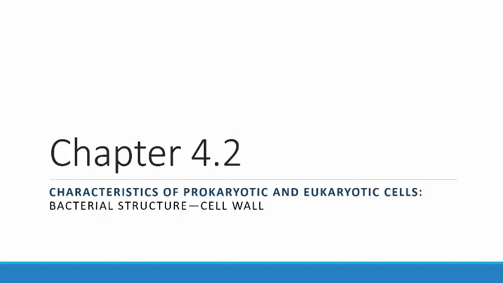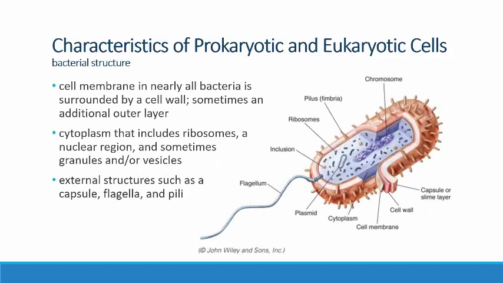So in this lecture, we're going to take a look at specific parts of the bacterial cell, and we're going to start by looking at the cell wall. In nearly all bacteria, there is a cell wall that surrounds the cell membrane. And sometimes there's even an additional outer layer beyond that. So that is sort of the outermost area.